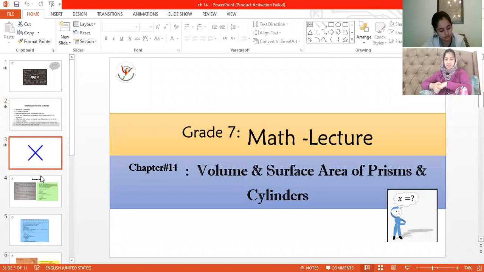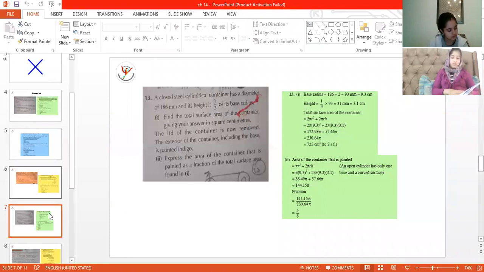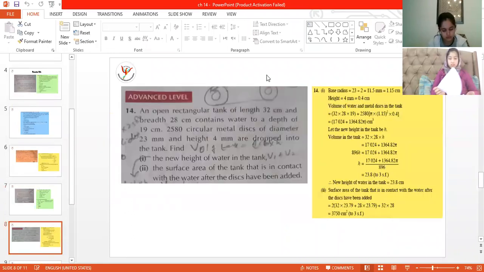As you know, we have started chapter number 14, which is volume and surface area of prisms and cylinders. So far, we have completed question number 1 till 13 of exercise 14C. Today, we are going to start the advanced level of exercise 14C, question number 14. On your books, page 360, question number 14.